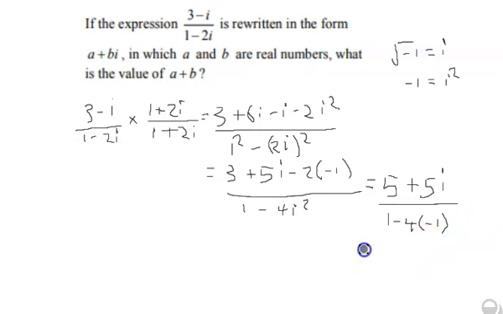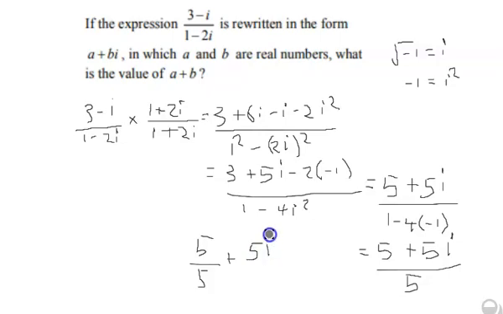So if we tidy this right now, what you have is 5 plus 5i. And of course, the denominator should also be 5, because minus 4 times minus 1 is plus 4, and 1 plus 4 gives us 5. So it means therefore that this is 5 all over 5, plus 5i all over 5. So this goes into this and that goes into that. So what we have right here will be 1 plus i. Are we there?